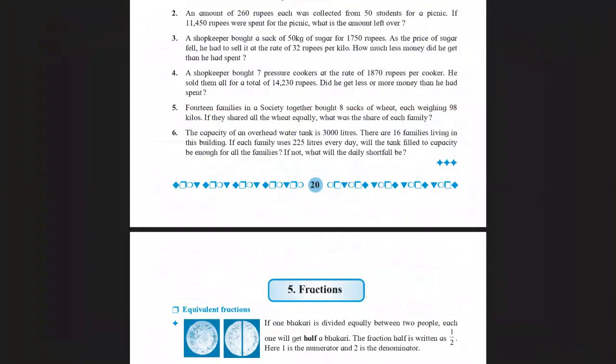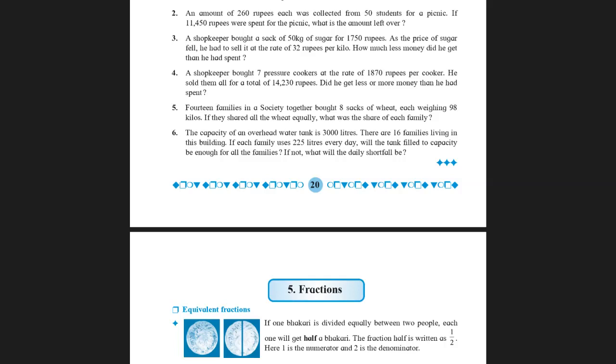So there is a society wherein there is an overhead water tank. Okay, overhead water tank means there is a water tank which is maybe built right on top of the society, the building. And what is the capacity of that tank? It contains 3,000 liters. That is the capacity it can hold.